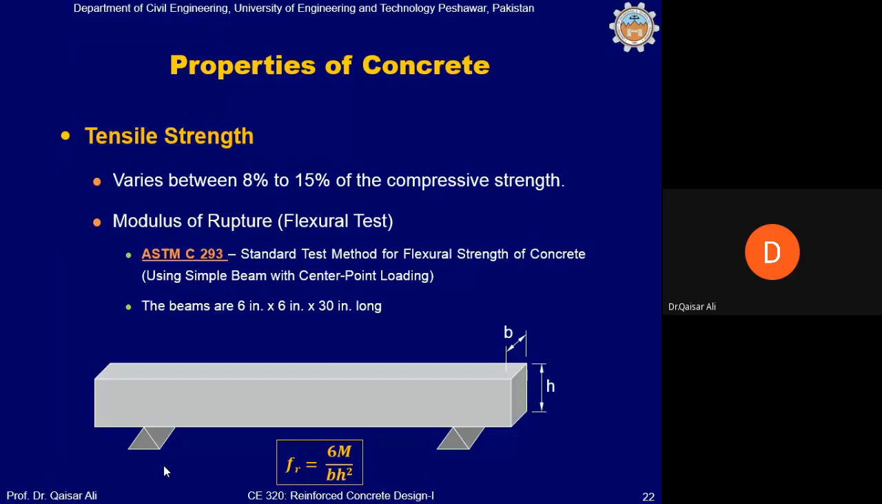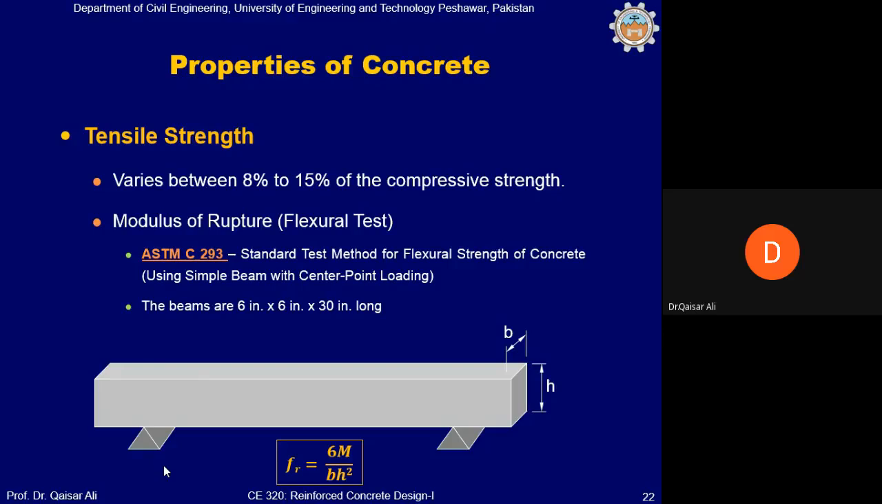Okay, we were talking about the compressive strength. Now talking about the tensile strength. Although tensile strength is not usually required to be determined in reinforced concrete structures, there are some situations in which tensile strength needs to be known to us or determined. So it is better to know what ASTM standard governs this standard test.